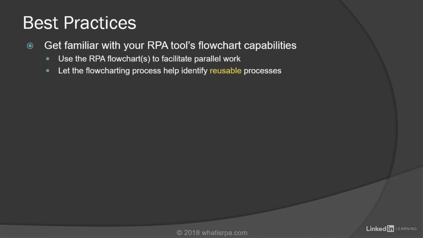Let the flowcharting process help identify reusable processes. And what I mean there is, maybe there's an invoicing process that's used by 2 different systems. Ideally, you're going to want to create 1 flowchart for that invoicing process and reference it for those 2 other systems. That way, if the invoicing process changes, you only have to change it in 1 spot. And that's a big tip for you when you're building a robot that indicates that that invoicing process should be created as a standalone workflow that maybe multiple robots can interact with.